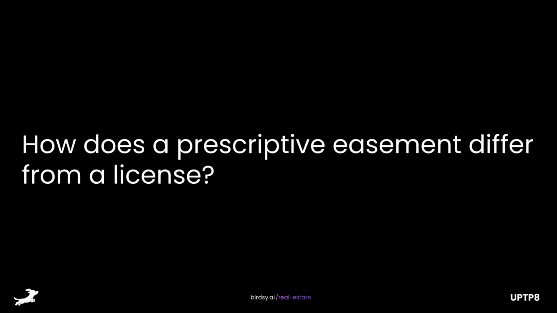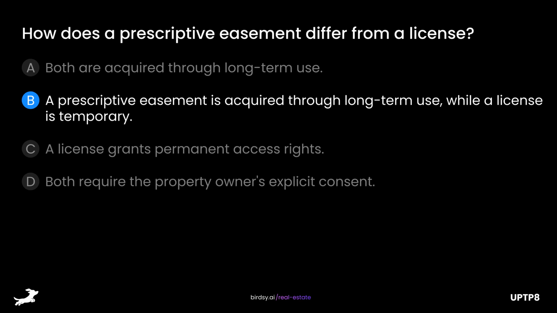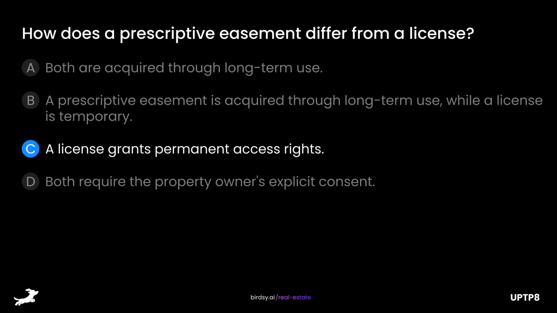How does a prescriptive easement differ from a license? Is it A, both are acquired through long-term use, B, a prescriptive easement is acquired through long-term use, while a license is temporary, C, a license grants permanent access rights, or D, both require the property owner's explicit consent?